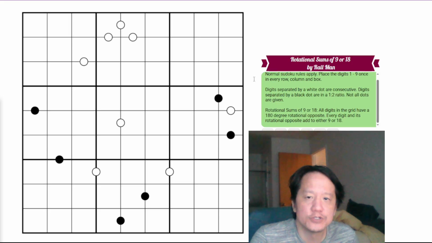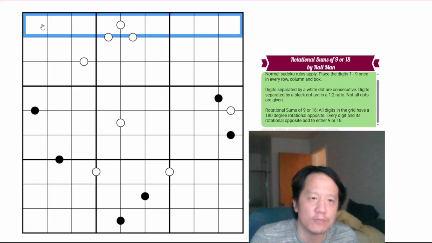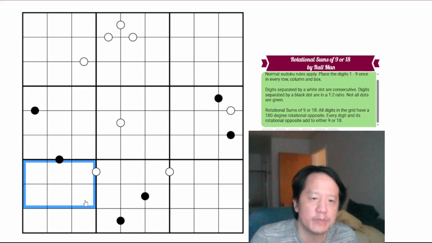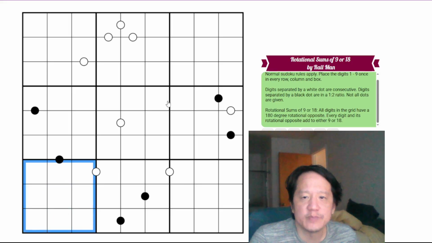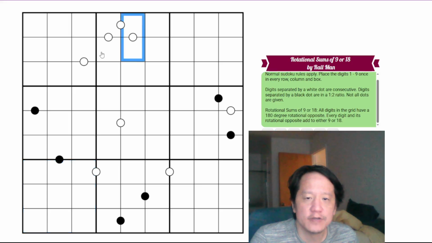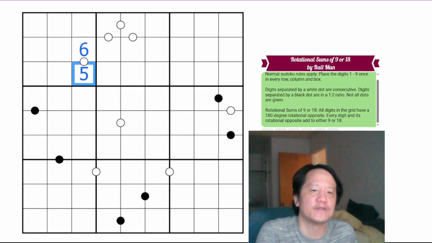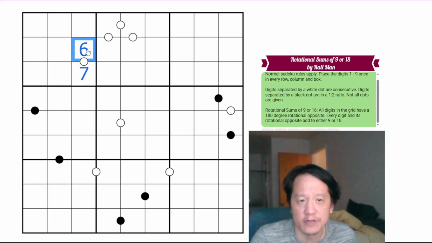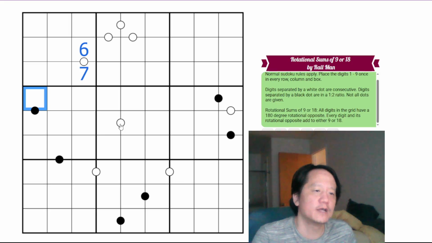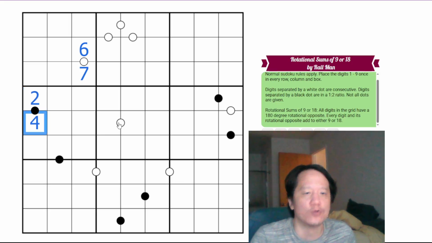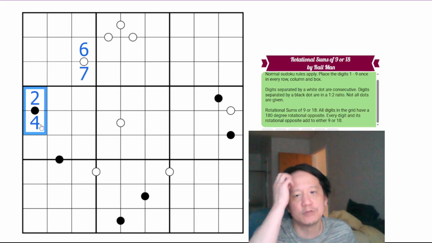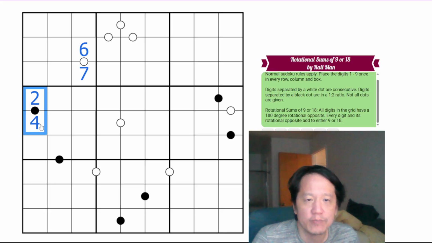Normal Sudoku rules apply, which means place the digits 1 through 9 once in every row, column, and box. Digits separated by a white dot are consecutive, and digits separated by a black dot are in a 1 to 2 ratio, and not all dots are given. For example, if this were a 6, this would have to be 5 or 7, because there's a white dot between them. And if we had a 2 here, this would have to be 1 or 4, because there's a black dot between them.